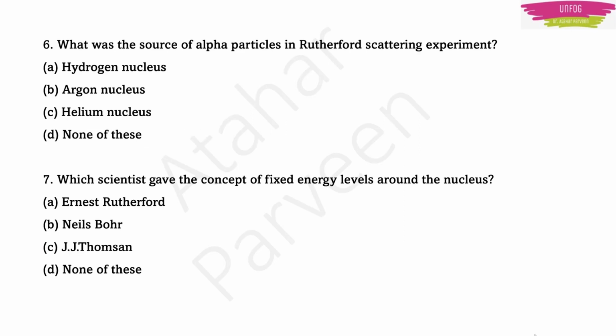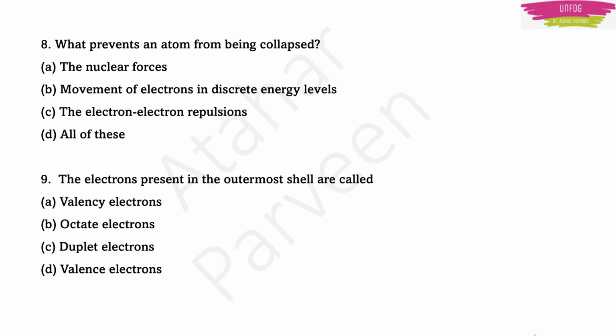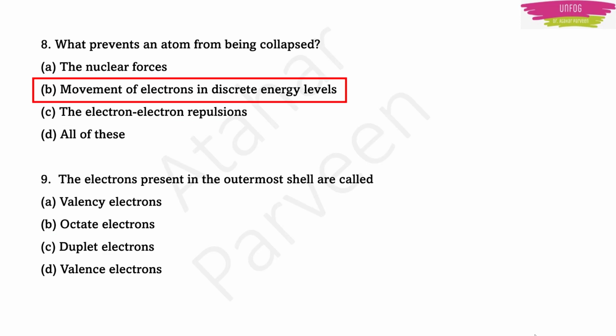Next question. What was the source of alpha particles in the Rutherford scattering experiment? Of course it was a helium nucleus. Next question. Which scientist gave the concept of fixed energy levels around the nucleus? It is Niels Bohr. Next question. What prevents an atom from collapsing? Of course, the movement of electrons in discrete energy levels.